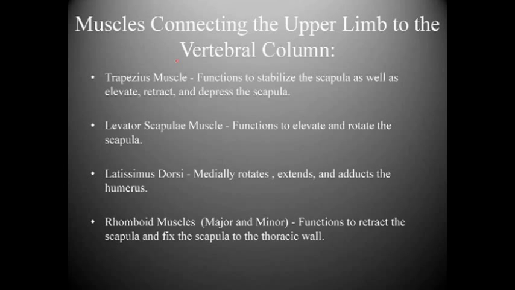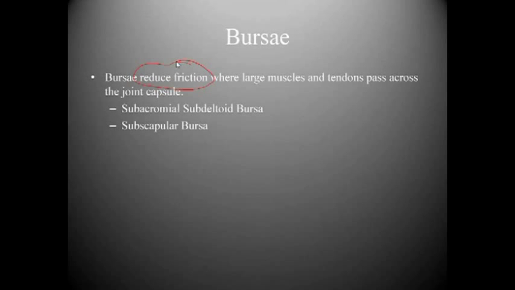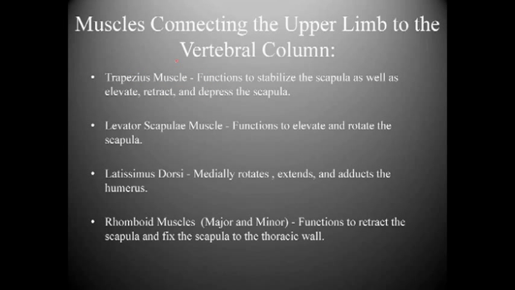So the muscles that connect the upper limb to the vertebral column. We have the trapezius muscle, and pretty much what I want you to understand from these are what the functions are. The trapezius muscle functions to stabilize the scapula as well as elevate, retract, and depress the scapula. So notice it's all about the scapula for the trapezius muscle. The levator scapulae muscle functions to elevate and rotate the scapula. So it's going to elevate and rotate, once again, the scapula.